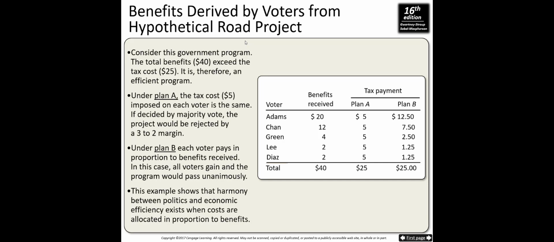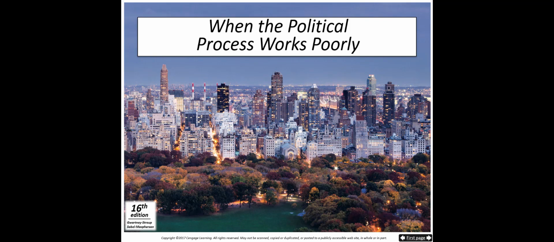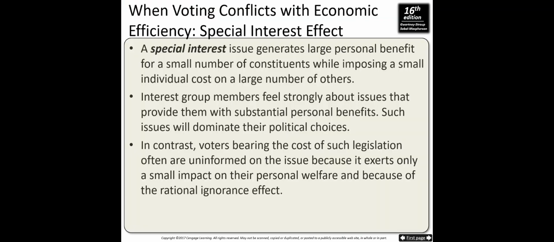This example shows that harmony between politics and economic efficiency exists when costs are allocated in proportion to benefits. And let's see when the political process works poorly, when voting conflicts with economic efficiency, and we will now understand the special interest effect.